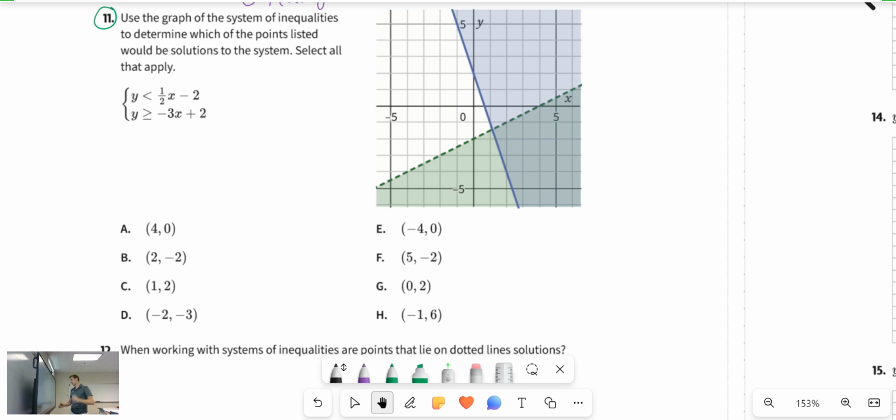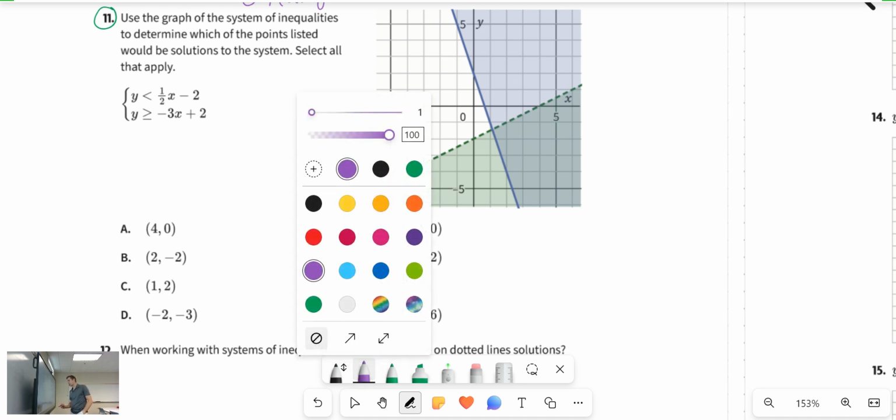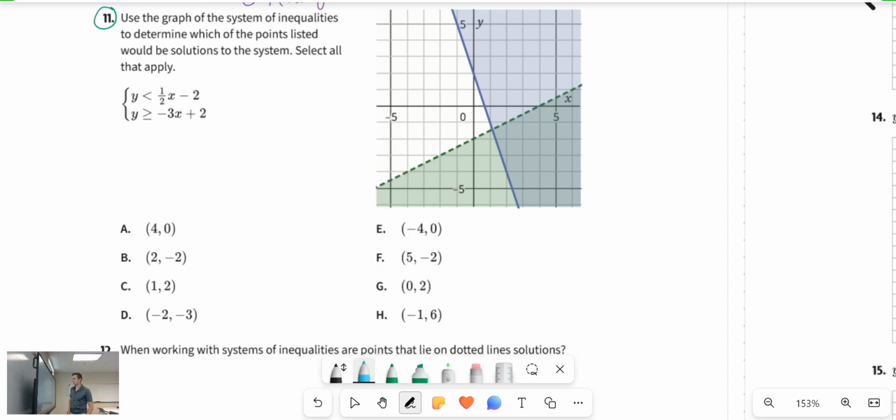I think we should just put all these points on the graph and see which ones are in the right place. Let's do all the points in blue. Then the ones that are in a good spot, we will circle with green, and the ones that are not, we'll circle with red. So that's what we'll do. All these points are going to be in blue first, and then we'll figure out the rest.